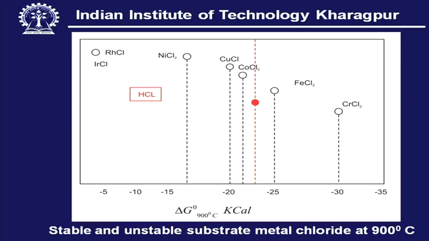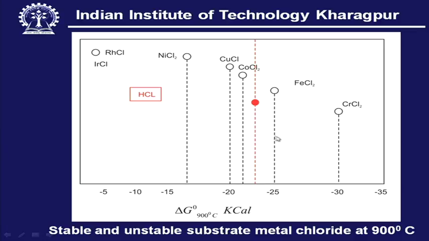This can be illustrated by this diagram, which is in a way very significant, which shows the stable and unstable substrate metal chlorides at 900 degree centigrade. These figures are actually the free energy of formation of different chlorides, expressed in kilocalories at standard state and at 900 degrees centigrade. Here we have to find this borderline, which we have shown by this red border, and this shows the free energy of formation of hydrogen chloride. Looking at this figure, one can find a few chlorides on the right hand side and many of those on the left hand side.